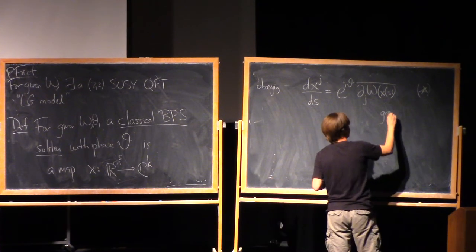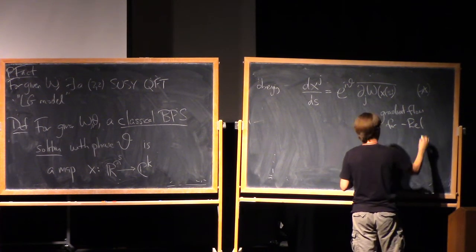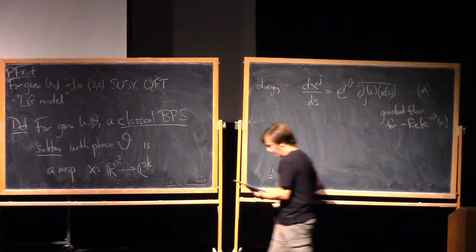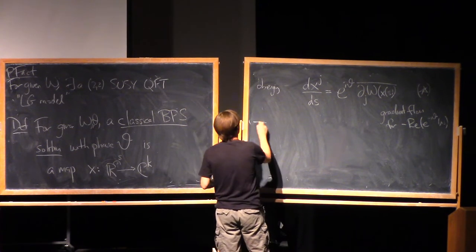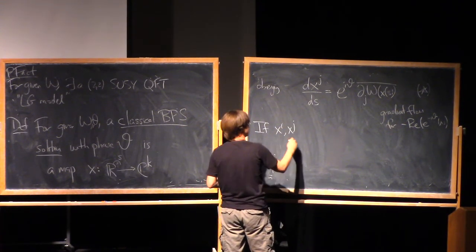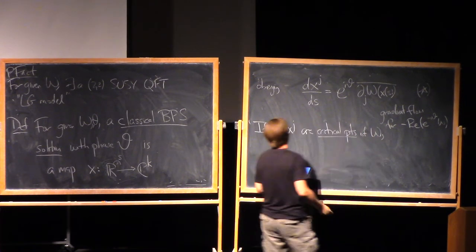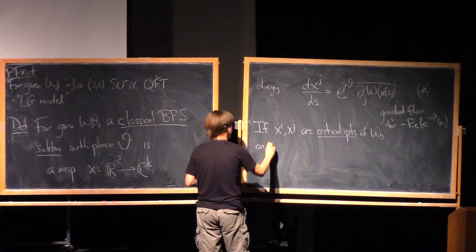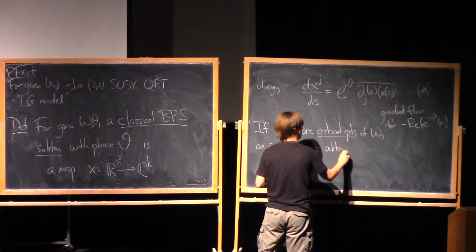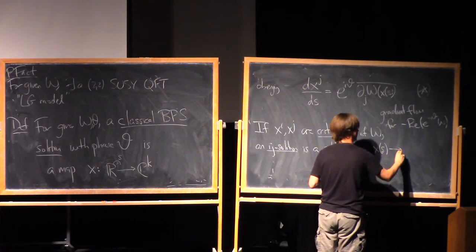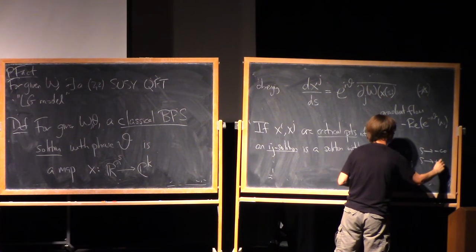I think you can also think of this equation as a gradient flow. One way to think of it is gradient flow for a function which is minus the real part of e^{-i theta} W. Anyway, this is the equation, and what we're going to be interested in is some particular solutions of this equation. Suppose I take two critical points, x_i and x_j of W. Then we'll define an ij soliton, a soliton meaning a solution of this equation, a classical soliton, which obeys x of s goes to x_i as s goes to minus infinity, and x of s goes to x_j as s goes to plus infinity.